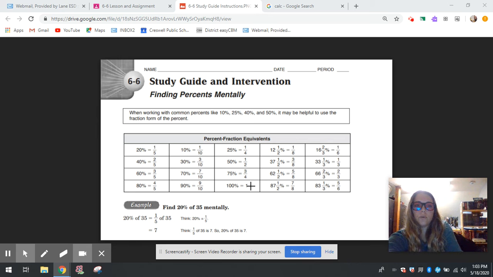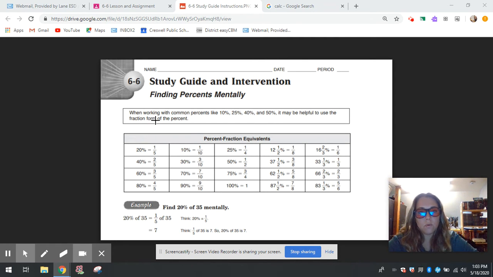Hi everyone, today we're doing 6-6 and it's going to require you to do some mental math. Hopefully it's just finding percents mentally, and so you'll have to be able to chunk the numbers, and if you absolutely cannot do that, then I'll teach you how to put it in a calculator.